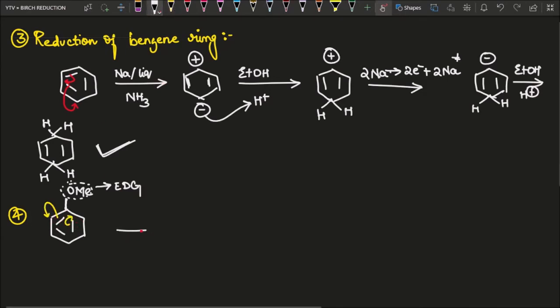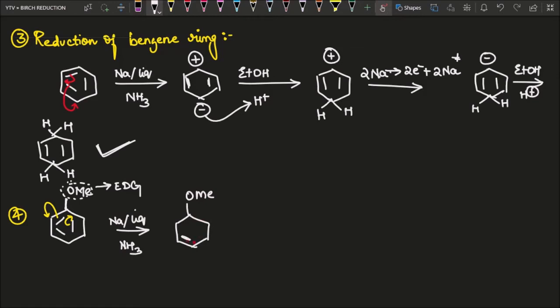So in the next step, when you are adding sodium metal dissolved in liquid ammonia, you have OMe and this double bond as such, and here you are having a negative charge, and then here you have another double bond, and here you are having a positive charge. This is how the electrons will shift whenever you have an electron donating group. Basically, the electron donating group will stabilize the anion at ortho and meta position. So the anion will be formed at ortho and meta position. That is why the electrons are shifting like this.